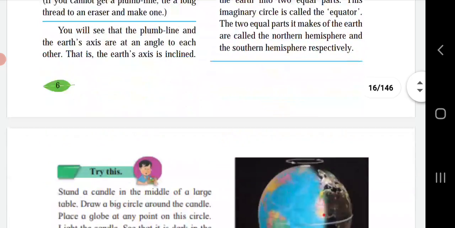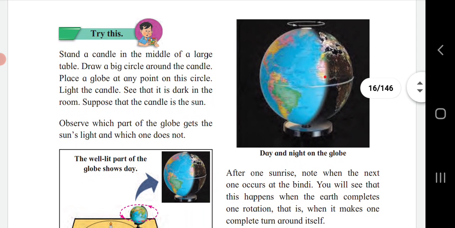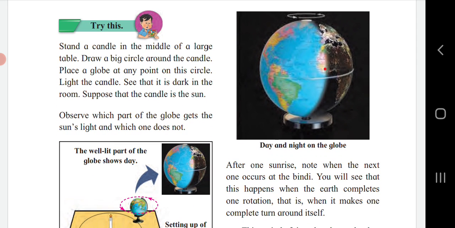Again, one activity they had given, which we had tried. Try this. In this, they told us to draw a big circle on a paper placed on a table. Keep a lighted candle at the center of the circle. Place a globe on any point of the circle. Let the room be dark. In that, the side of the globe which is facing the candle is well lit, while the other part which is away from the candle is in darkness. The dark part will be the night and the lighted part will be the day.